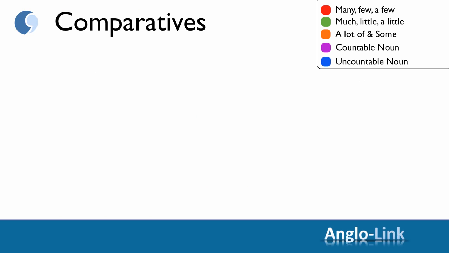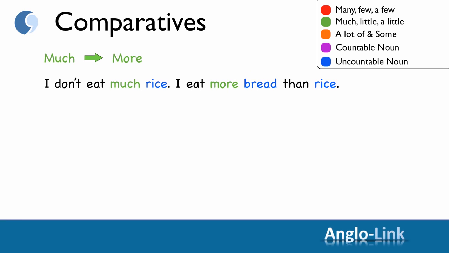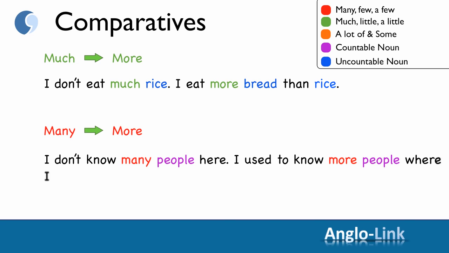And the last point we need to look at are comparatives of these words. Much, in its comparative form, is more. I don't eat much rice. I eat more bread than rice. Many is also more. I don't know many people here. I used to know more people where I lived before.